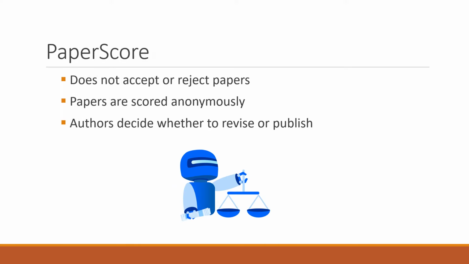Alternatively, you may want to consider PaperScore, a new journal that does not accept or reject papers. Instead, papers are anonymously scored and the authors decide whether or not to revise or publish their paper. This method eliminates biases from the standard publishing process and removes editors as the authority during peer review.